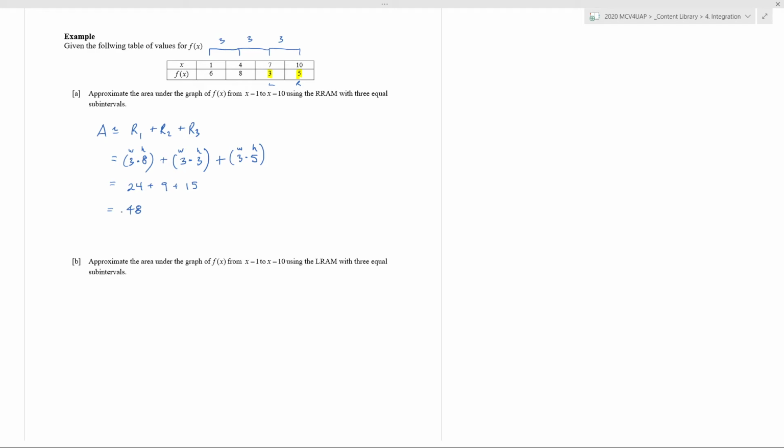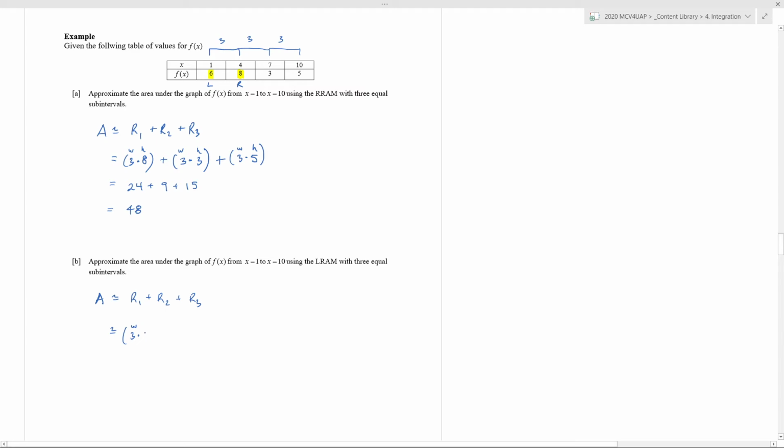Now, we'll do LRAM. Same thing, 3 equal subintervals. So for the first rectangle, those are the data points I'm using, the 6 and the 8. However, 6 now is left, 8 is right. So again, I'm summing up the areas of these rectangles. So the first one is going to be a width of 3, except now the height is not 8. For LRAM, the height would be 6.